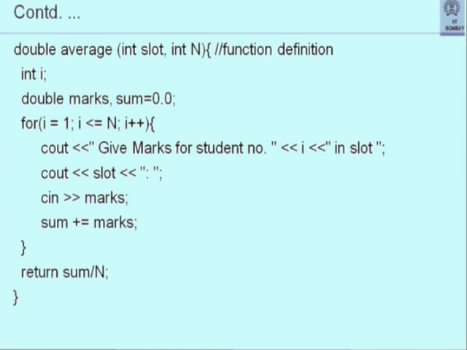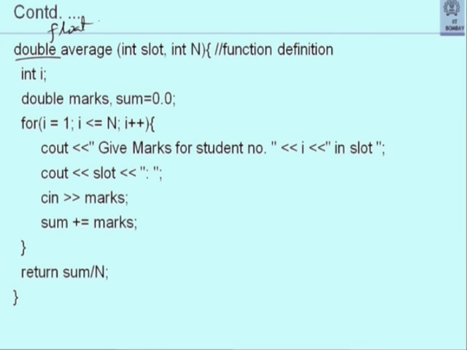Double average, as I said, instead of this, it could very well be float. There is no problem. Observe the definition of two parameters, int slot, int n. So slot number comes in and n, which is the number of students in that slot. I am defining marks as double, sum as double, everything as double.